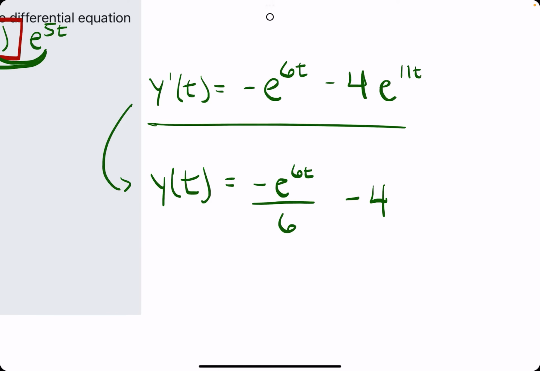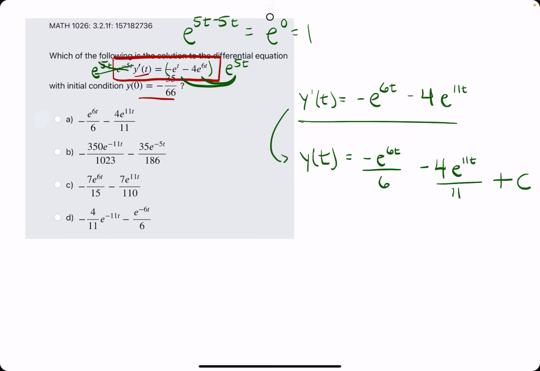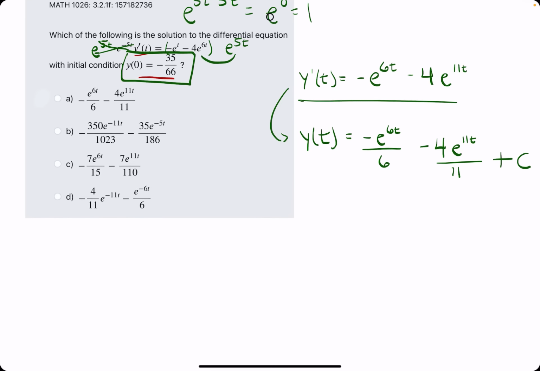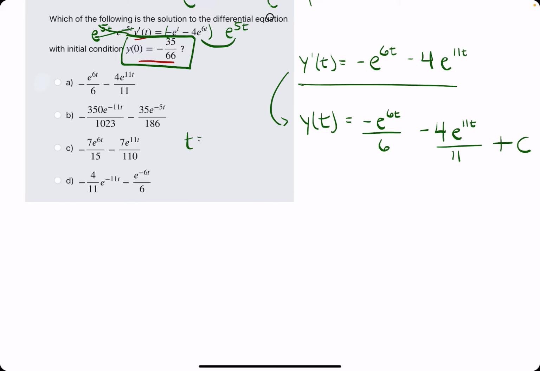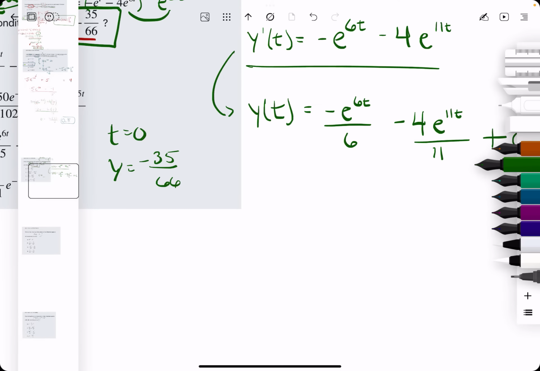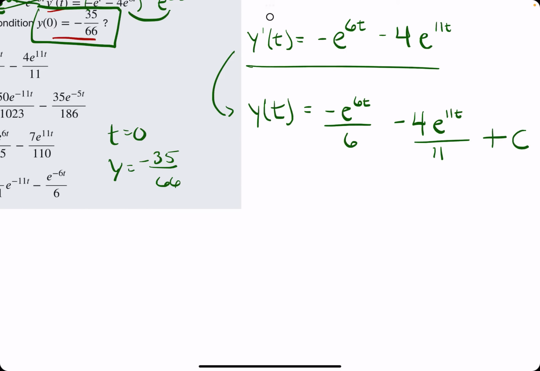So we can just sort of take for granted that procedure. And so if we apply it here, keep the minus 4, keep the same e to the 11t, and just divide by 11. We tack on plus c, and now our objective is to solve for c by using the initial condition. When t is 0, the y is negative 35 over 66. So let's work out this and see what happens. They're saying the y is negative 35 over 66, very specific.